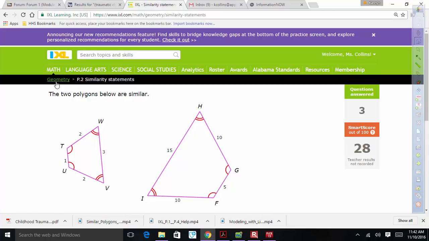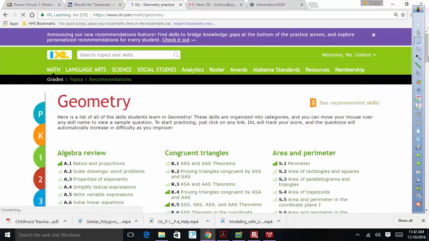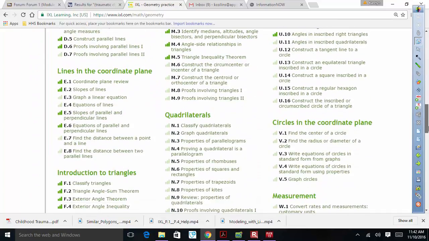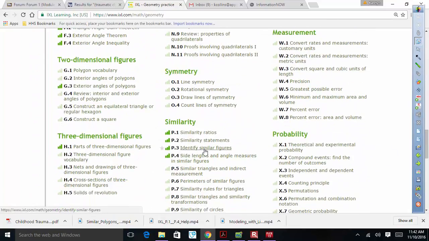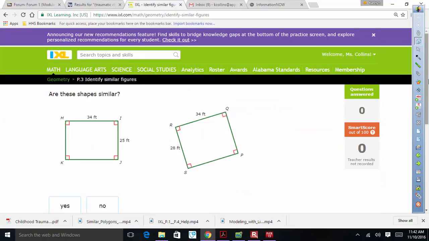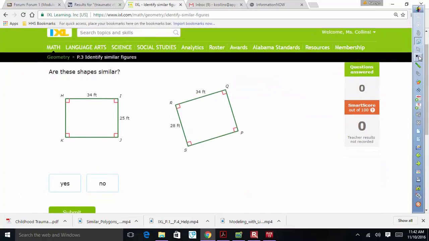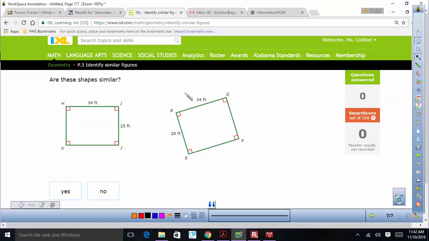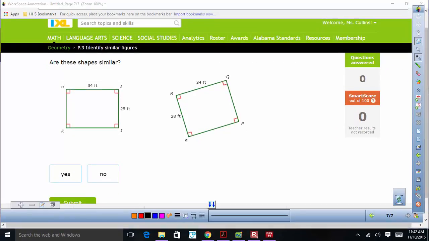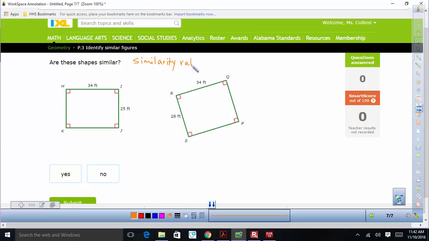Okay, now let's look at P3 as well. So P3 has to do with identifying similar figures. Now, we talked about this in class. When you identify similar figures, you have to look for their similarity ratio, or, which is the same thing, the scale factor, which is basically a comparison of the sides. So I'm going to take the two sides and compare them.